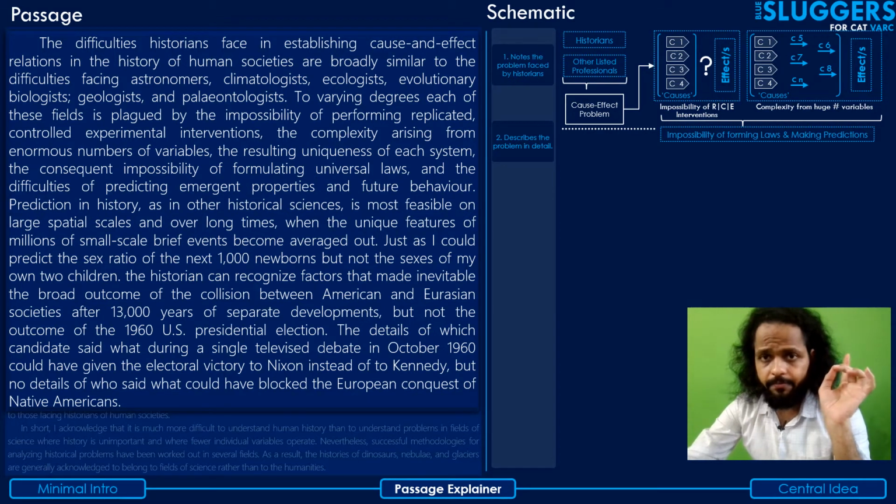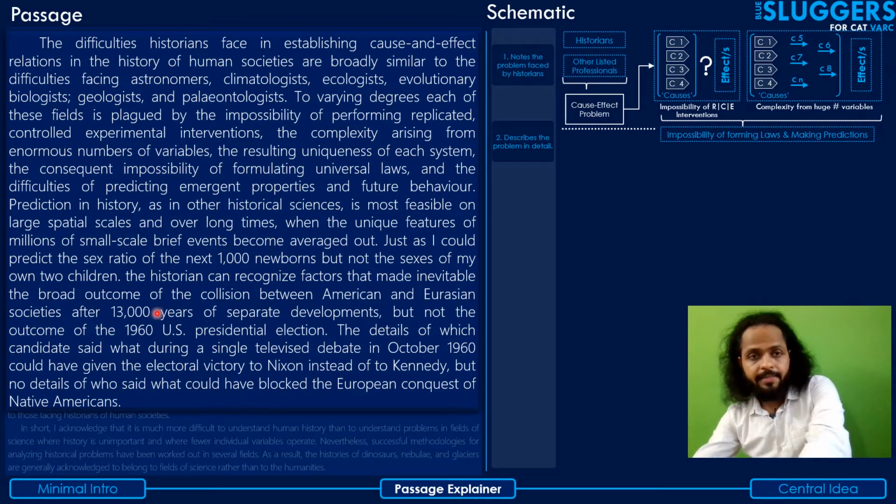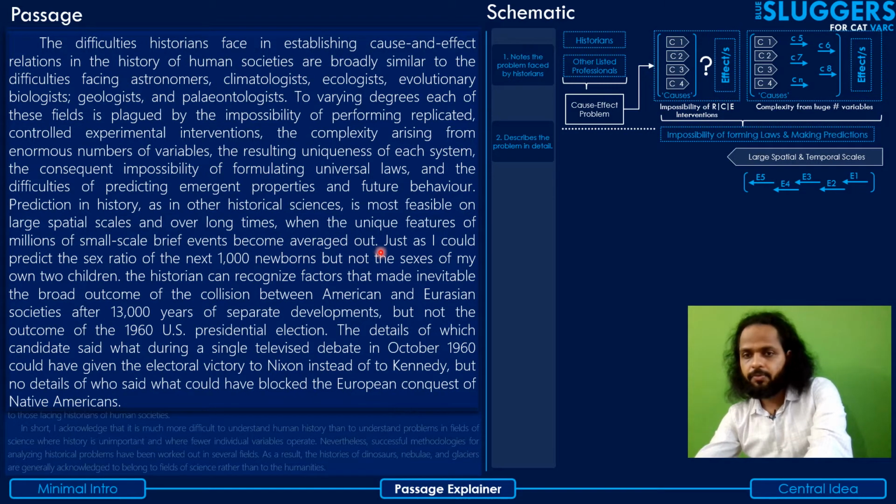Let's read the next part now. Okay, so next the author says: prediction in history, as in other historical sciences, is most feasible on large spatial scales and over long times, when the unique features of millions of small-scale brief events become averaged out. Just as I could predict the sex ratio of the next 1,000 newborns, but not the sexes of my 2 children, the historian can recognize factors that made inevitable the broad outcome of the collision between American and Eurasian societies after 13,000 years of separate developments, but not the outcome of the 1960 US presidential election.